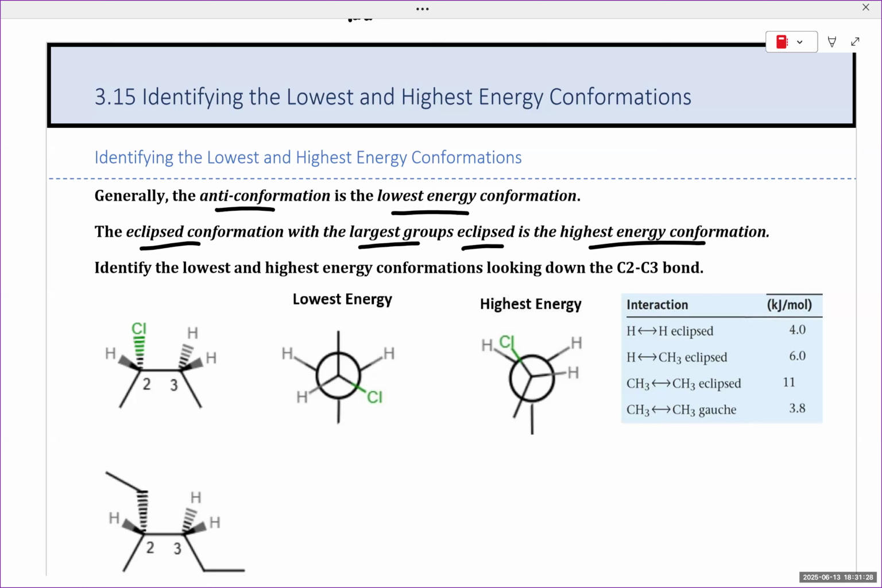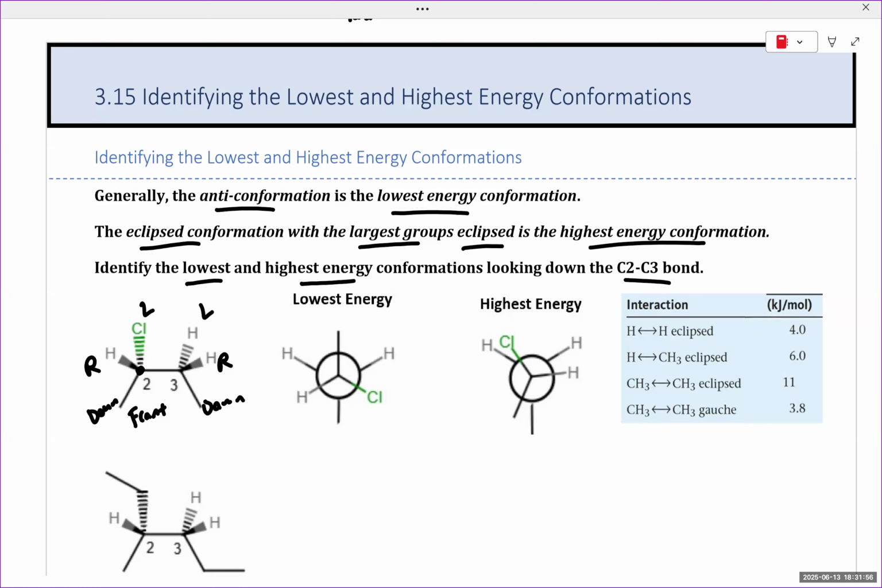So, if we're asked to identify the lowest and highest energy conformations looking down the C2-C3 bond, first we're going to draw a Newman projection. This carbon, which is the first one listed, is going to be in the front. So C2 is going to be on the front. Everything with a wedge ends up on the right. Everything with a dash ends up on the left. This carbon is pointing down, and this carbon is pointing down.